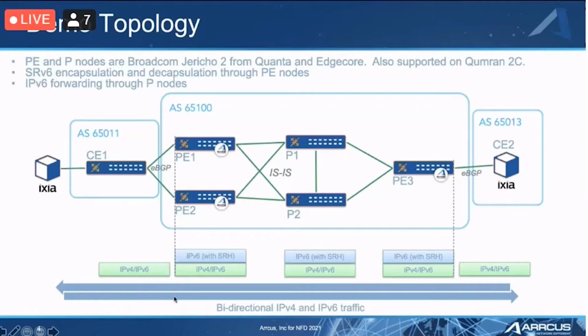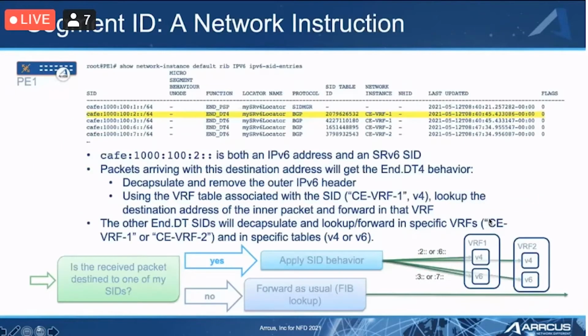And you can see here as well that we're sending bidirectional V4 and V6 traffic in these VPNs, that is carried over this core with an IPv6 header with an SRH in most cases to bring it to the correct VRF and correct table on the egress. You can see the AS numbers as well. That might be useful for reference as we go through the demo. So one more slide before I go into the demo.